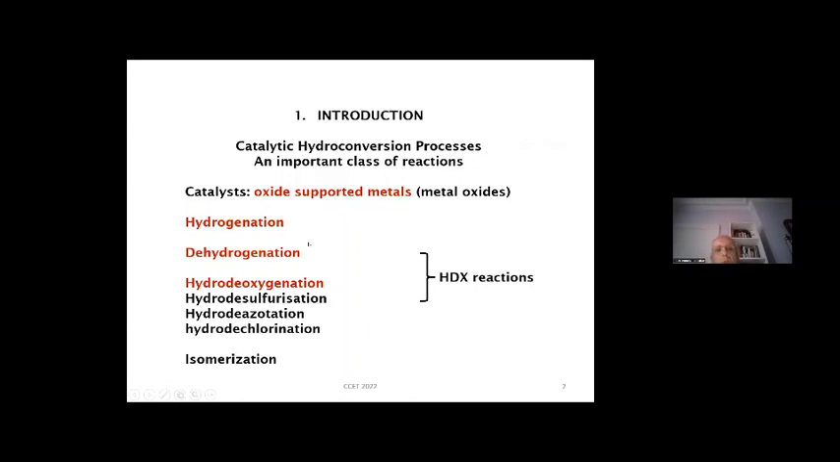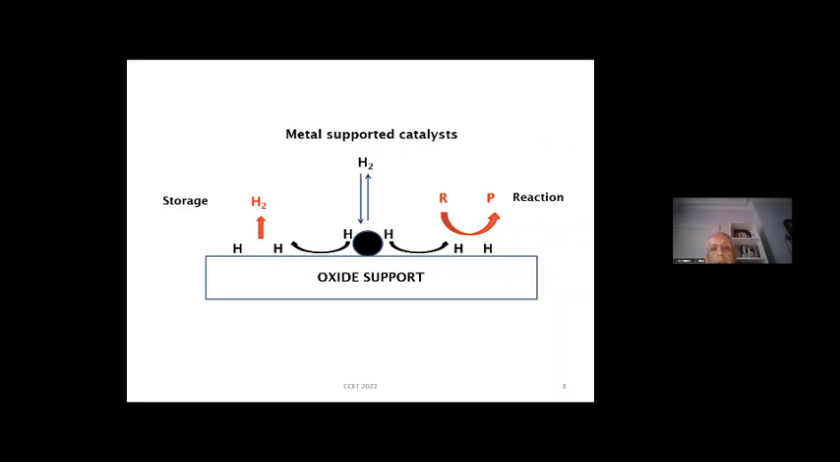Okay, hydrogen spillover is related to hydroconversion processes, an important class of reactions, which is catalyzed by oxide-supported metals and also by metal oxides. This talk takes illustration from hydrogenation, dehydrogenation, and hydrodeoxygenation reactions. Hydrogen spillover, I recall, is the dissociation of H2 on the metal particles, and the H atom formed can be stored on the support or react in hydroconversion reactions.